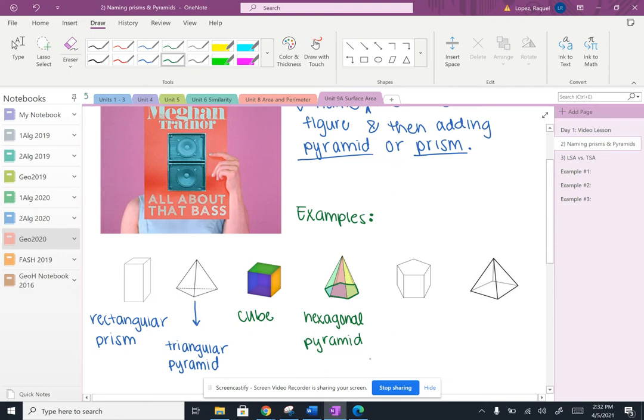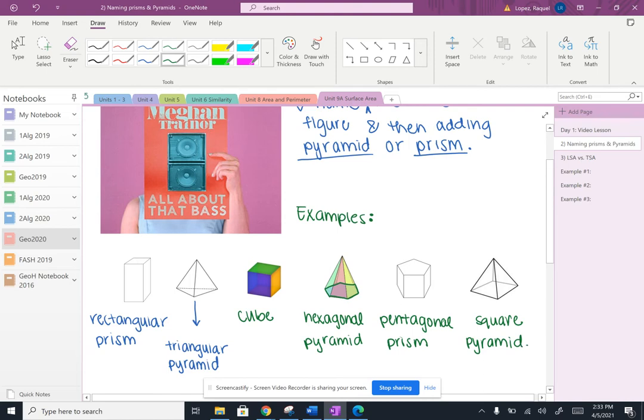Okay, let's figure out what the base is in this next figure. 1, 2, 3, 4, 5. So it's 5. So this is a pentagon. So pentagonal. And then do you think it's going to be a prism or a pyramid? If you said prism, you're absolutely right. This is going to be a pentagonal prism. And here we go. This last one has a square base. So this one's going to be a square pyramid.